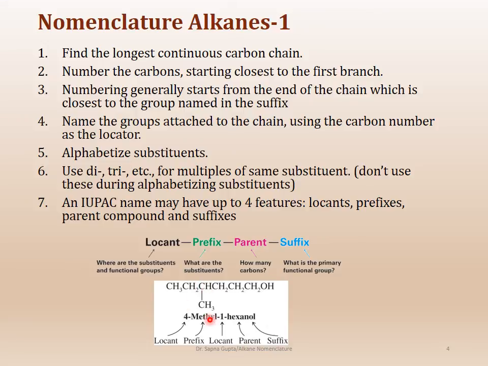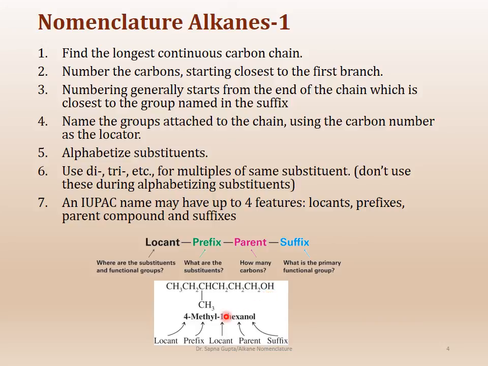And then you look for the branches, which are 1, 2, 3, 4. On the 4th carbon, there is a methyl group. So 4 is the locant, methyl is the prefix, 1 hexanol. The 1 tells you the location of the OH, and you're probably thinking, well, that's where we started the numbering from.